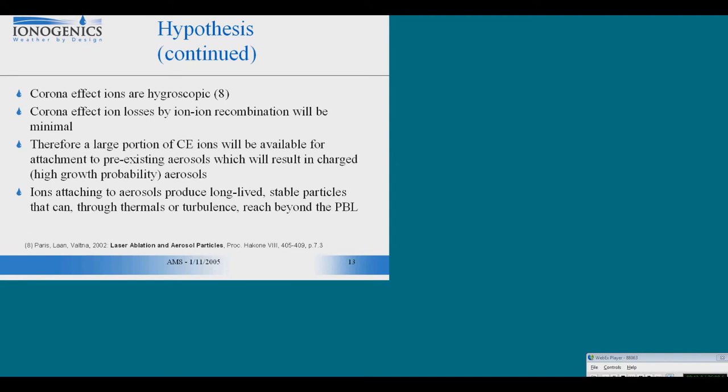And the losses that we are going to have for corona effect ions, since the ions are unipolar, are not going to be ion-ion recombination. That's going to be pretty much zero. So all of the ions that are produced are going to be available to charge aerosol. And ions attaching to aerosol will produce long-lived, stable particles that through thermals, through turbulence, through Brownian movement, will be able to reach the PBL and beyond.